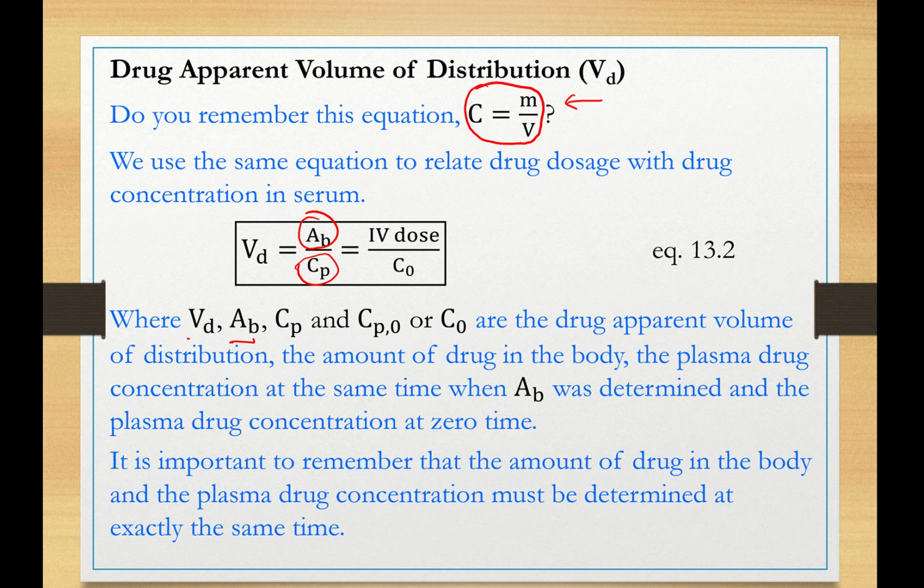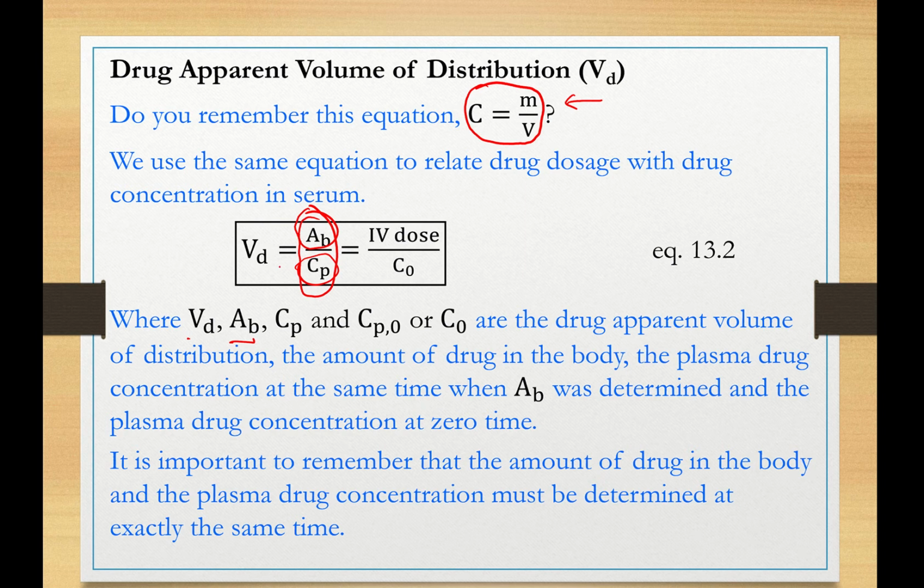So what could be the problem of, let's say, determining the amount of drug in the body 5 minutes after the dose administration, but the plasma drug concentration was determined 2 hours after the drug administration? Well, within 2 hours, a lot of processes could take place that could have eliminated or metabolized the drug, or distributed the drug in the tissues, right? That's why. So again, if you use this equation here, make sure that you determine the amount of drug in the body exactly the same time as you determine the drug plasma concentration.